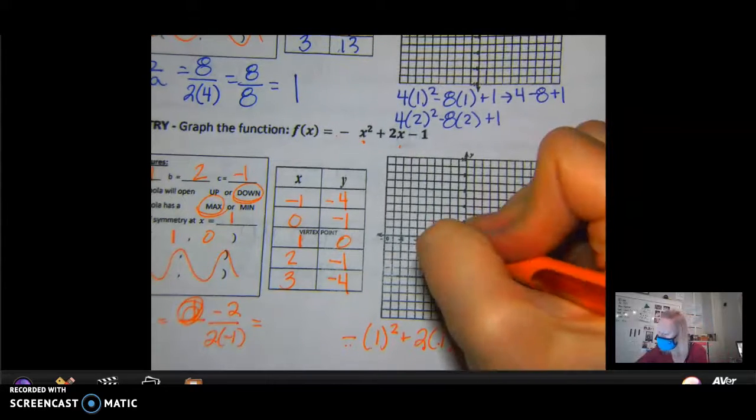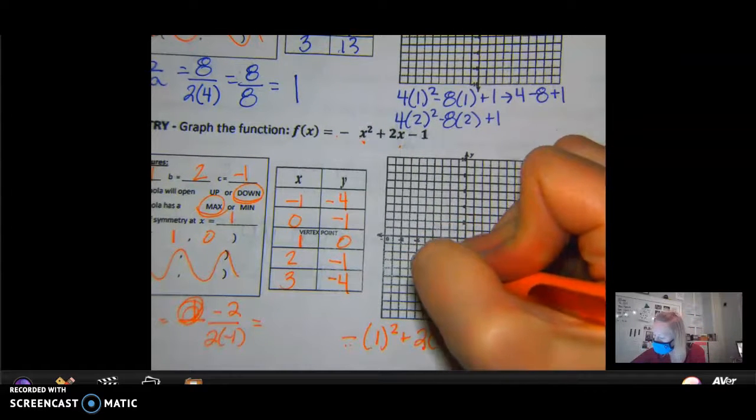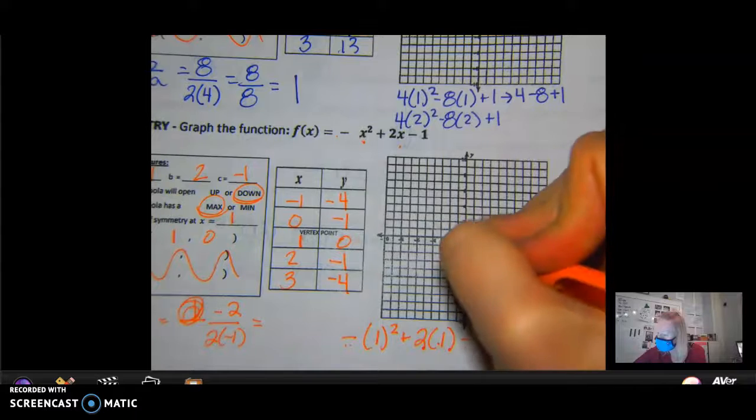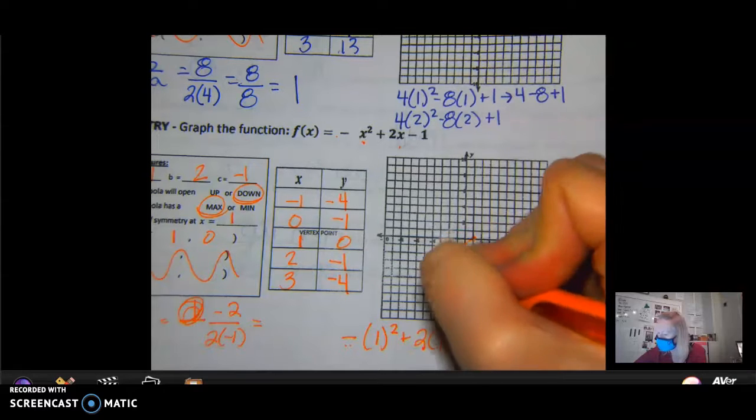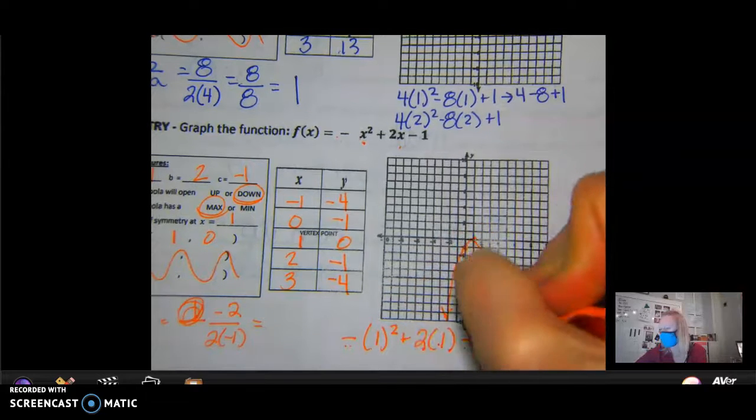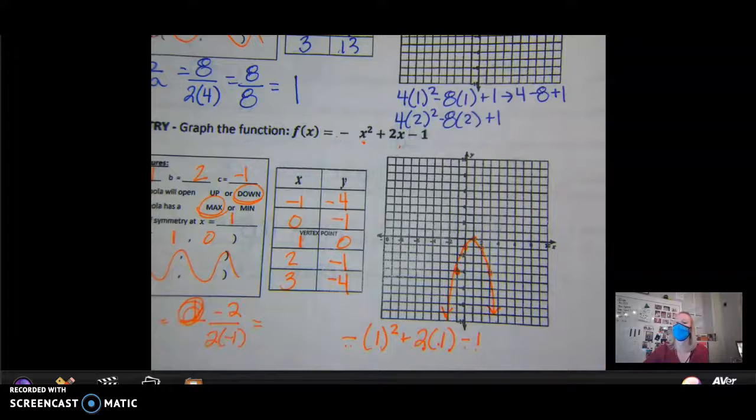Okay. So plotting these. Back 1, down 4. 0, down 1. Over 1, up 0. 2, -1. And then 3, -4. We said before that it should be going down, and it is going down. So we should see that, right? Okay. All right. Any questions on that?